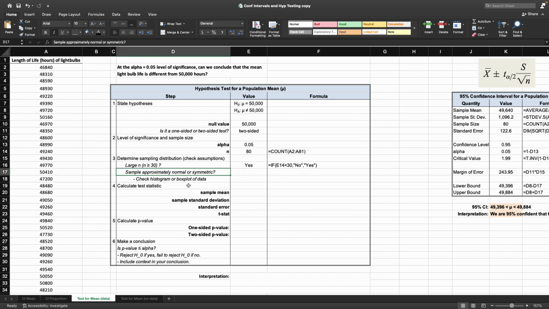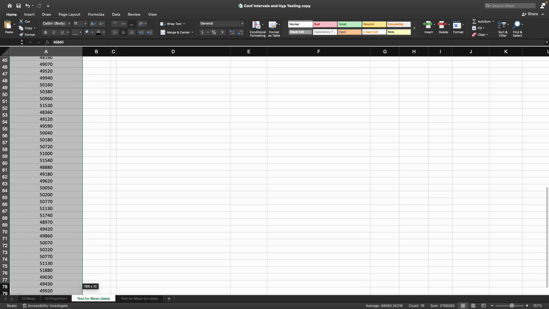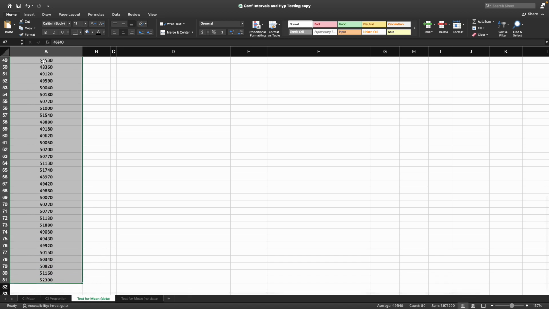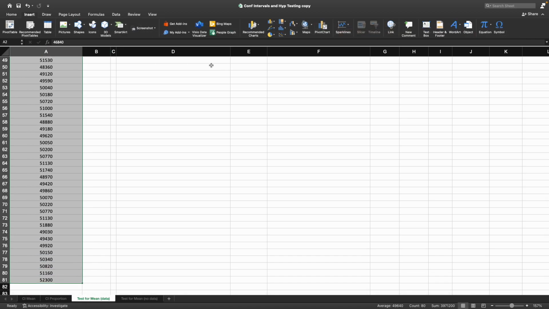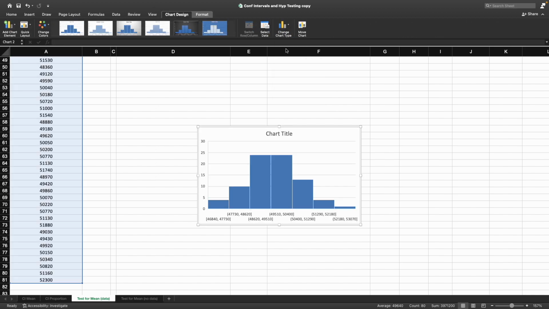So is the sampling distribution approximately normal or symmetric? We can create a histogram or a box plot of the data. So let's do that real quick. Let's just quickly highlight our data. Do insert. Come over here. Remember, histogram is this button. We want histogram. And we can see that this very much looks symmetric, so I'll just quickly give it a title. So histogram of light bulb life.